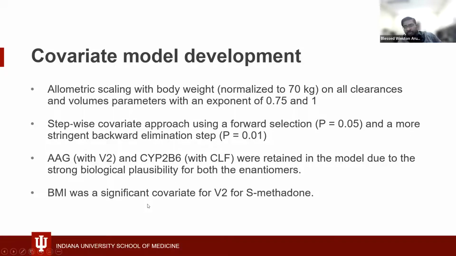The reasons we tested these were because of the strong biological plausibility. We also tested CYP3A4 genotype, and we also tested CYP3A4 intronic SNPs too. So totally, we tested about 10 of these intronic SNPs. And BMI was found to be a significant covariate for V2 for both R and S methadone, actually.